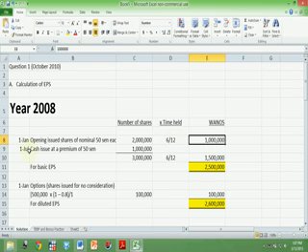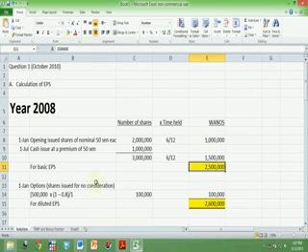On 1st July, there is another new issue of shares at a premium, so there is 1 million. So the total number of shares now is 3 million. So 3 million times 6/12 is 1.5 million. So this figure, 2.5 million, will be used in calculating the basic EPS.